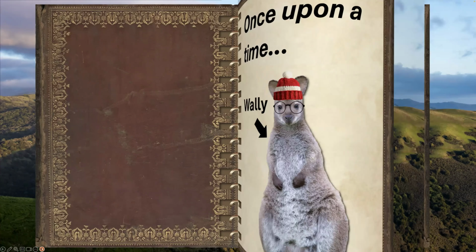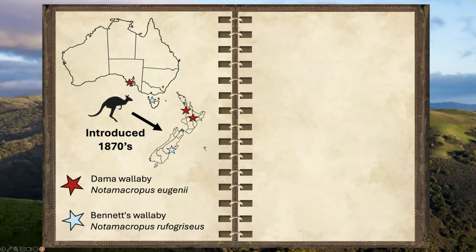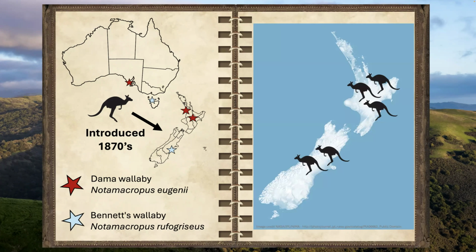So Wally, unlike his cousins in Australia, had found a nice spot in New Zealand to call home, and this was because of some human-led introductions back in the late 1800s. And currently in New Zealand, wallabies number 1 million, distributed throughout both the North and South Islands, but he had actually travelled further than any wallaby had gone before.